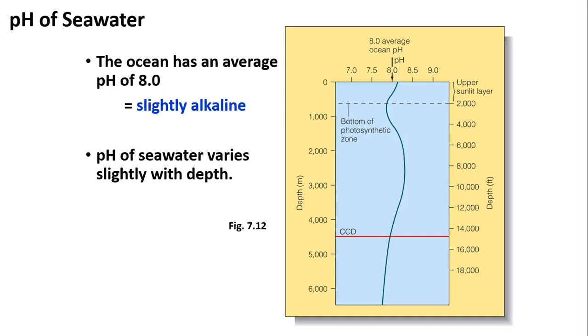Okay, so pH of seawater is slightly alkaline, and it varies slightly with depth as it mixes with different components, and as we learned, oxygen concentrations, nitrogen concentrations, carbon dioxide concentrations, those all change, and so all of those things are going to affect the pH of the water as well.